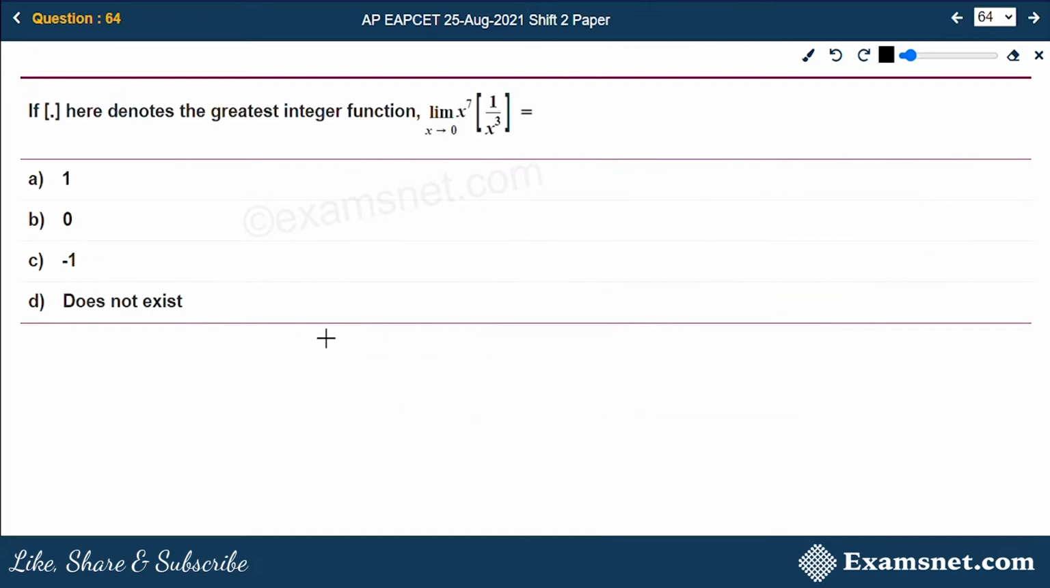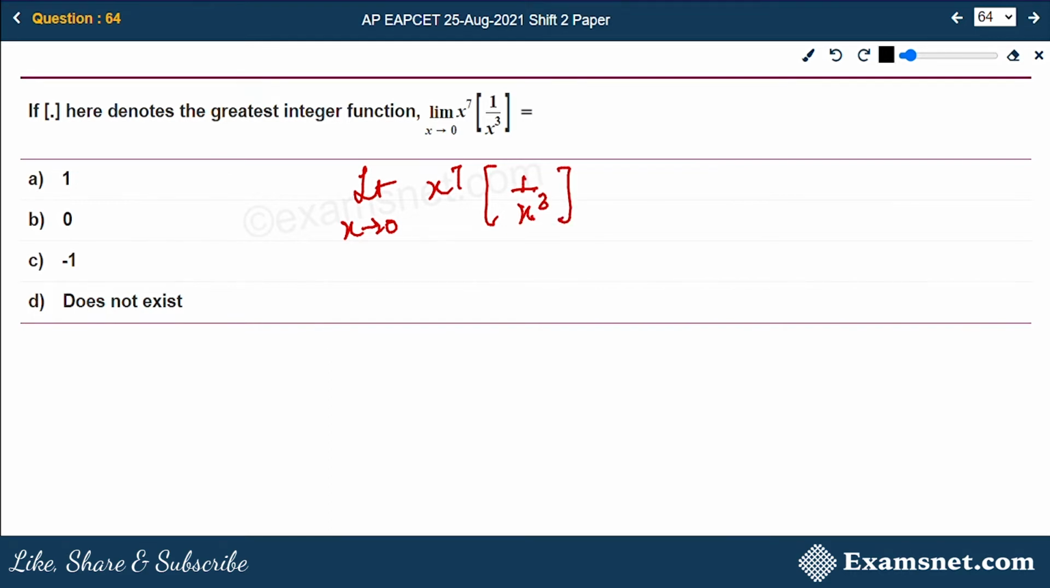The next question involves the greatest integer function. If this denotes the greatest integer function, then you have to find the limit as x approaches 0 of x raised to power 7 times the greatest integer function of 1 upon x cube. So, let's write down what is given: limit x approaches 0, x raised to power 7, greatest integer function of 1 upon x raised to power 3.